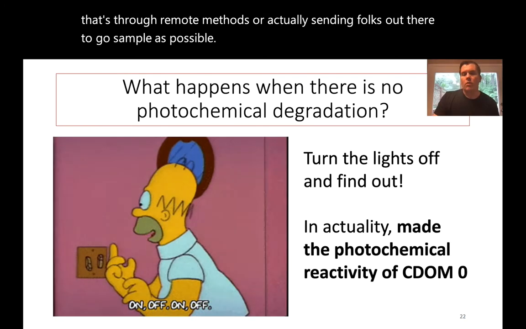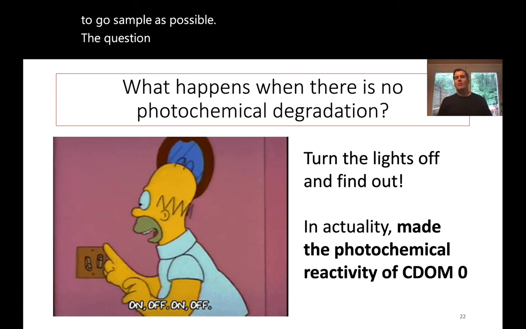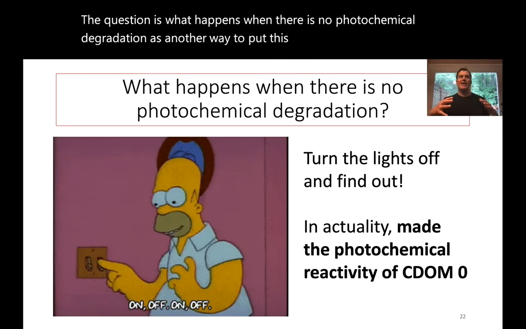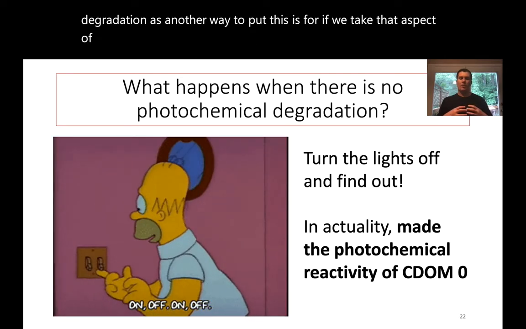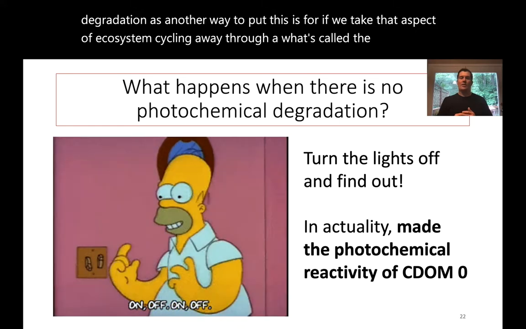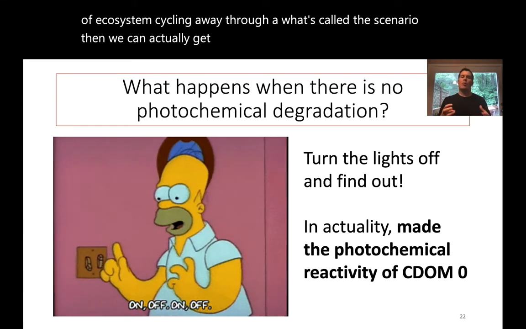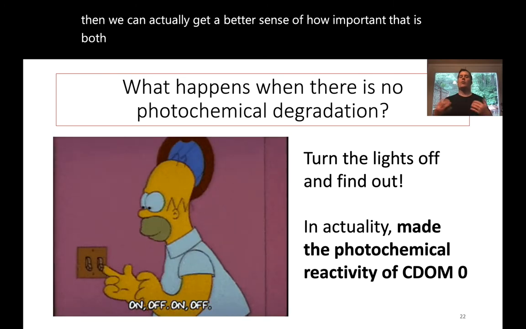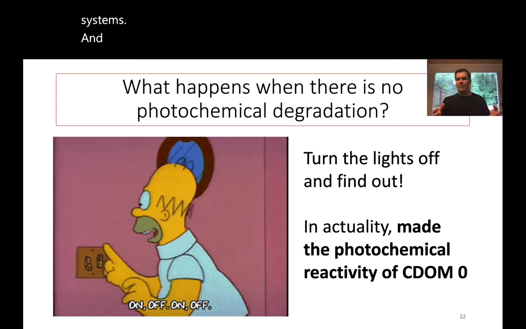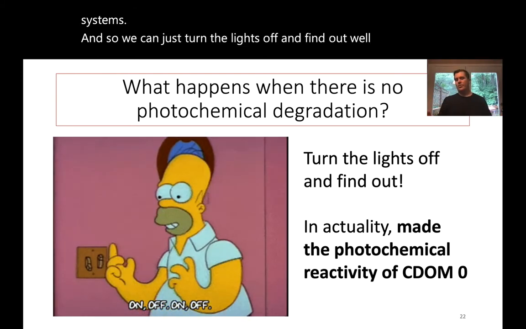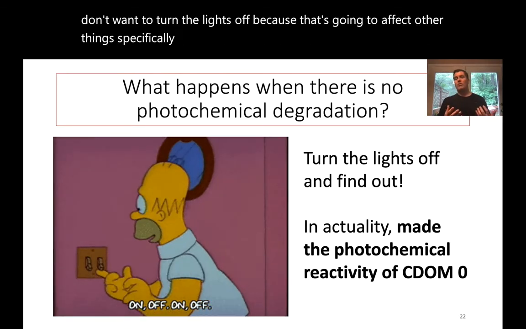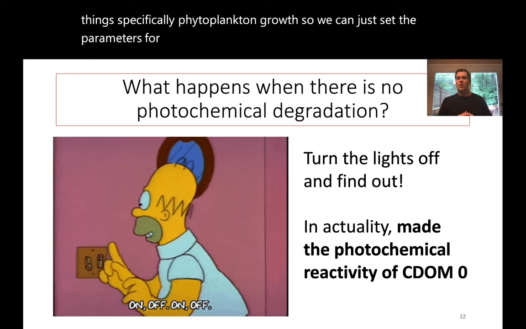So the question is, what happens when there is no photochemical degradation? Another way to put this is, if we take that aspect of ecosystem cycling away through what's called a scenario, then we can get a better sense of how important that is, both directly and indirectly, to carbon cycling in these coastal systems. And so, we can just turn the lights off and find out. Well, in reality, we don't want to turn the lights off because that's going to affect other things, specifically phytoplankton growth. So we can just set the parameters for photochemical degradation to 0.